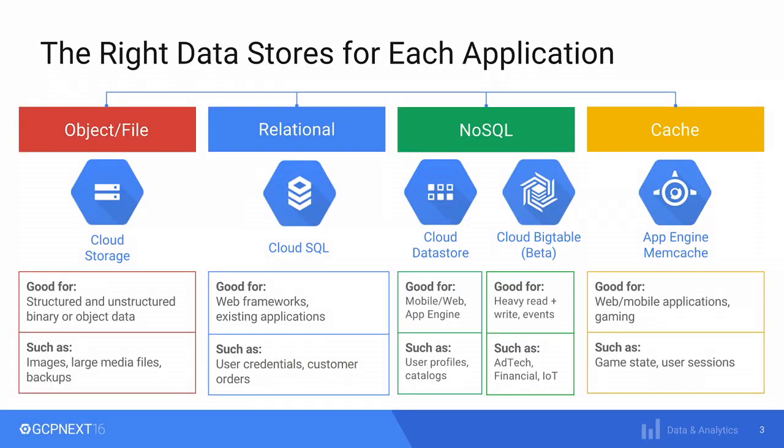And the last one is cache. If you need an in-memory key value store, App Engine Memcache is our solution to allow you to put a caching layer in front of your application. Commonly, this is used in web, mobile, and gaming applications.